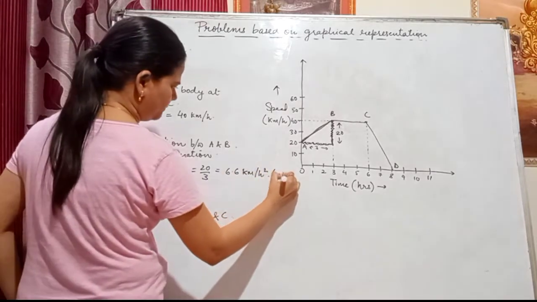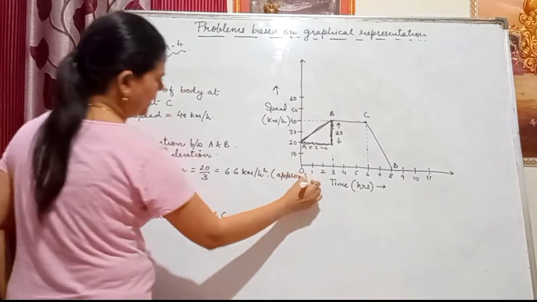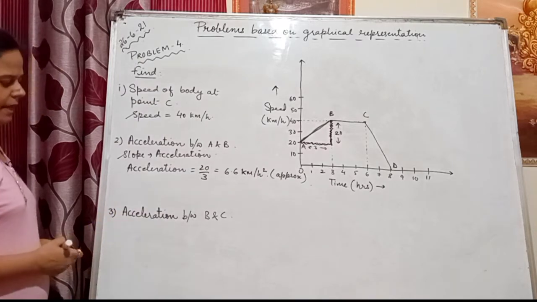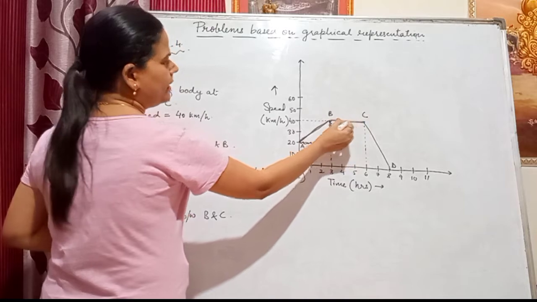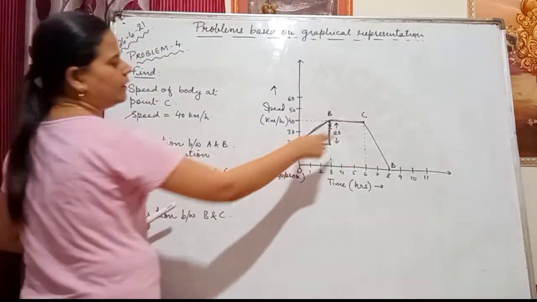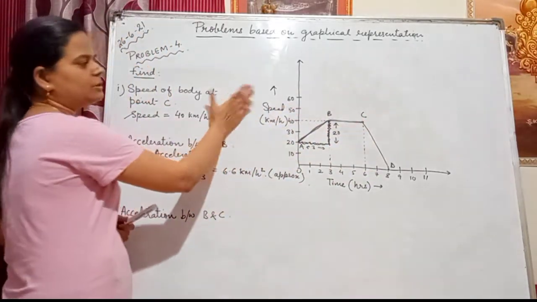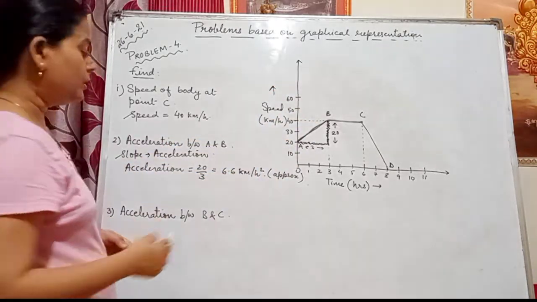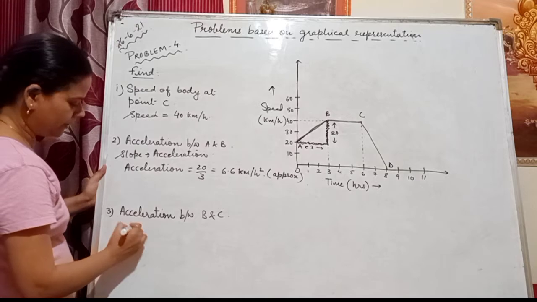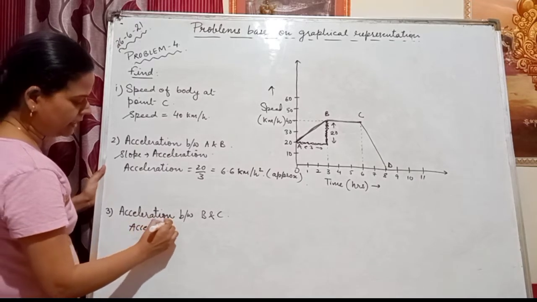Approx you can write, because this is not the actual value. Then acceleration between B and C. You can see that between B and C we have a graph parallel to the x-axis. That means the speed is not changing, so there is no acceleration. So we can say that the acceleration between B and C will be 0.